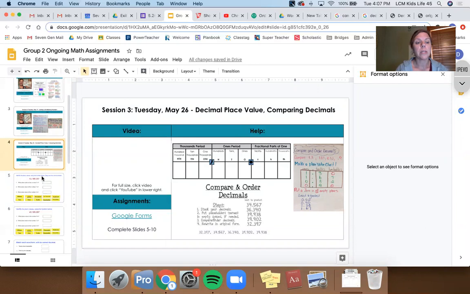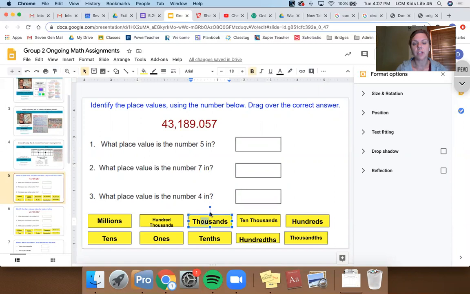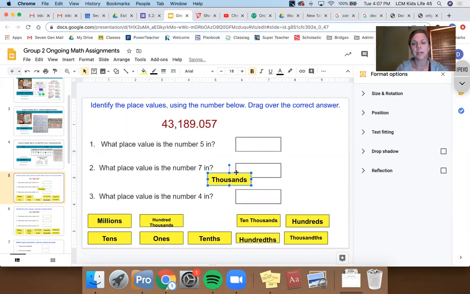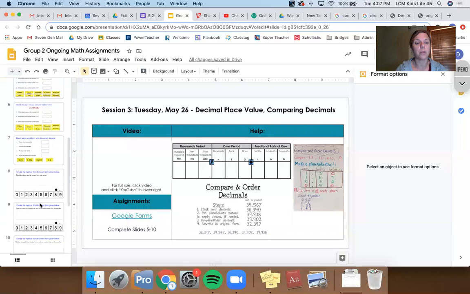We're also going to quickly review the place value here. Anytime you're doing a question like this, all you're going to do is drag and drop, right? So you're going to take the text box and you can drag it. Anytime you see this, you can always click right back to slide 4 and look right here at this anchor chart, and that will help you.